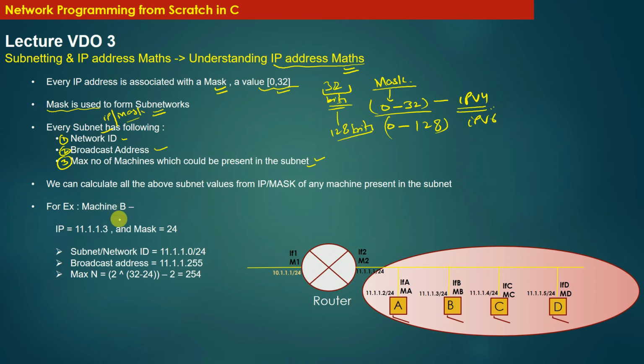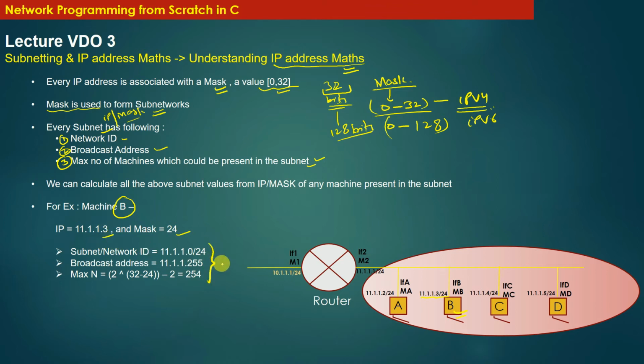Let us take an example of machine B. In our topology you can see that we have a machine B which has been assigned an IP address 11.1.1.3/24. So 24 is the mask value. We will use machine B's IP address and mask value to compute these three pieces of information for a given subnet.